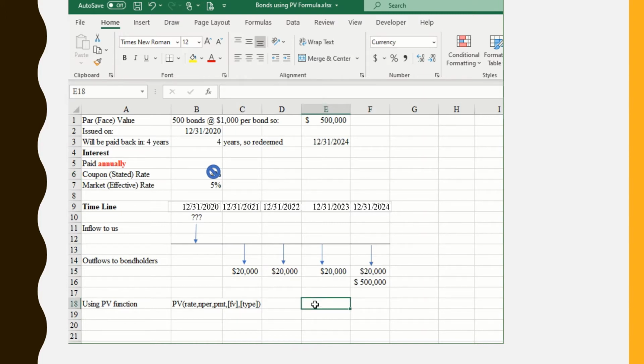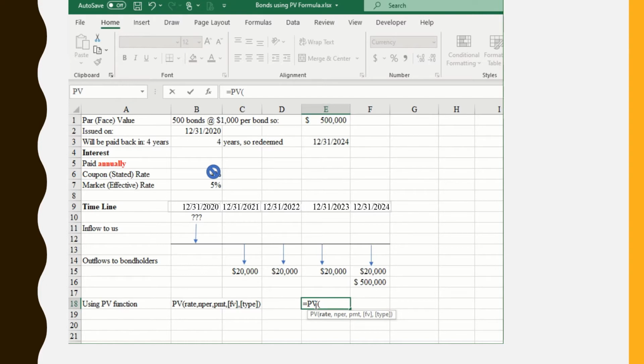Then at the end of the 4 years, we'll have to pay off our $500,000 bond. So to do this in Excel, you want to do equals present value parentheses. It's present value, not net present value, not NPV. It's a big mistake people make.